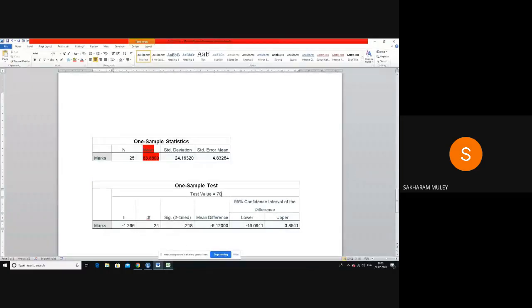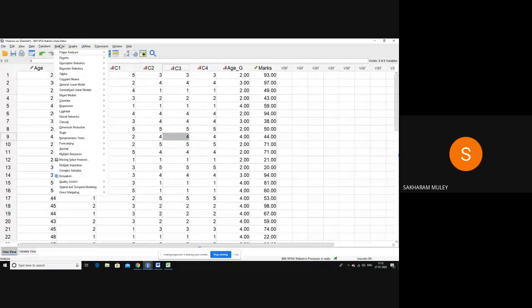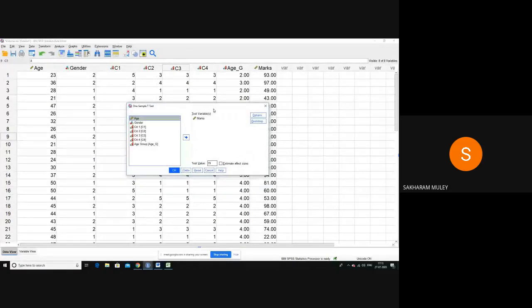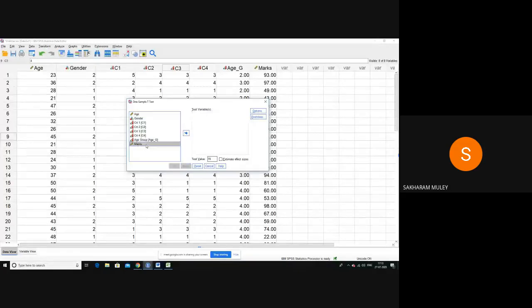So remember what we require for the one sample t-test: Analyze, Compare Means, then One-Sample T Test. Select the variable and take it to the test variable box, and here is the test value. You can change your test value as per your requirement. I have taken 70 from last year's data, so I have only this single value. One variable is compared against a single value, and in this way I can use the one sample t-test.